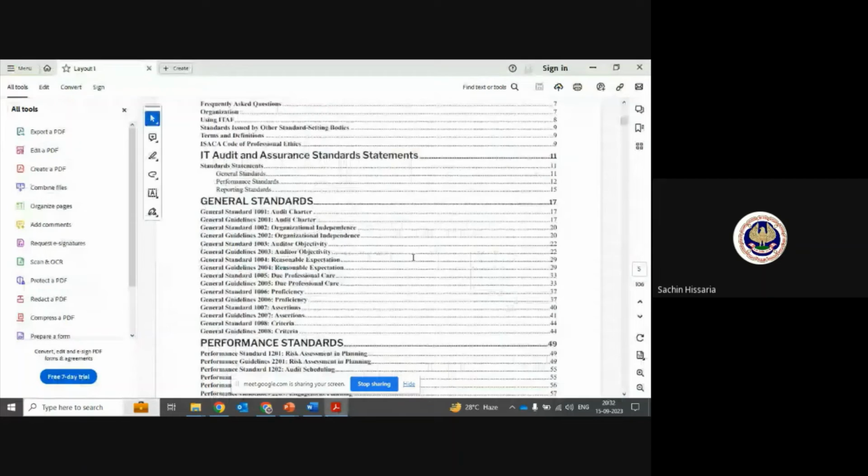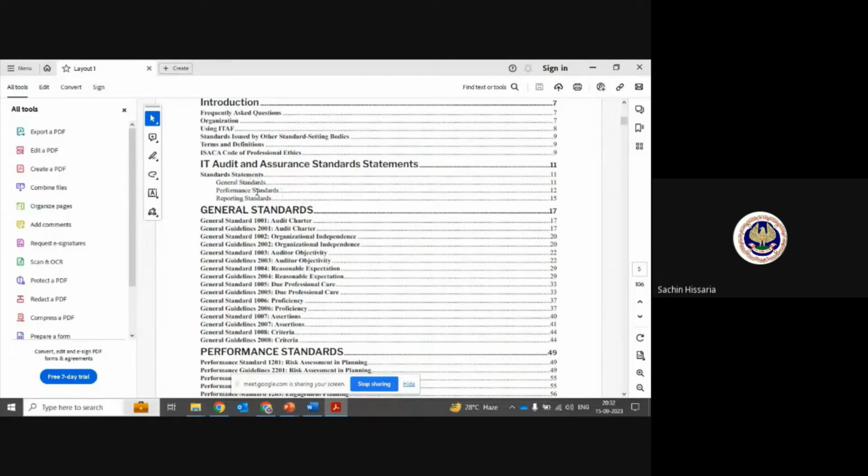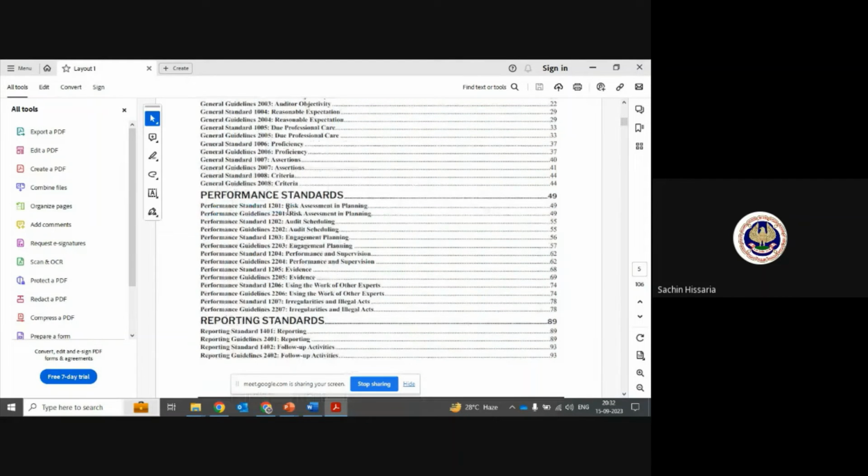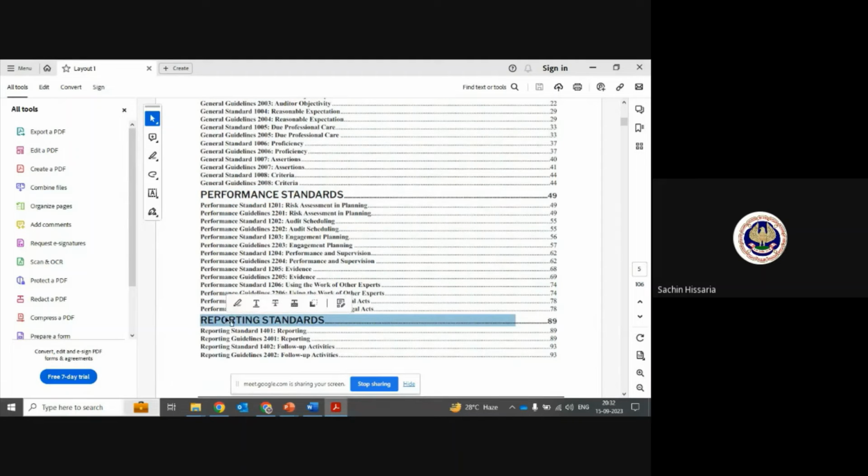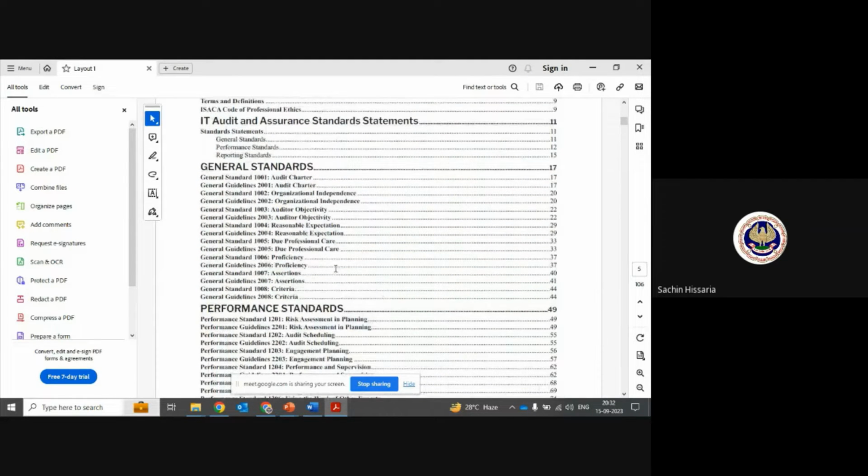Now, if you look at this framework, guys, they are talking about the general standards, what an auditor needs to follow while doing an audit, what the performance standards are, and what the reporting standards are. So this framework talks about these three standards. That might be your next question: what is included in the IT audit framework? We should know that it covers the general standard, performance standard, and reporting standard.